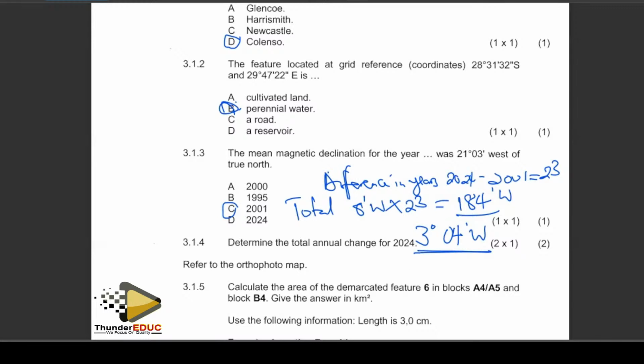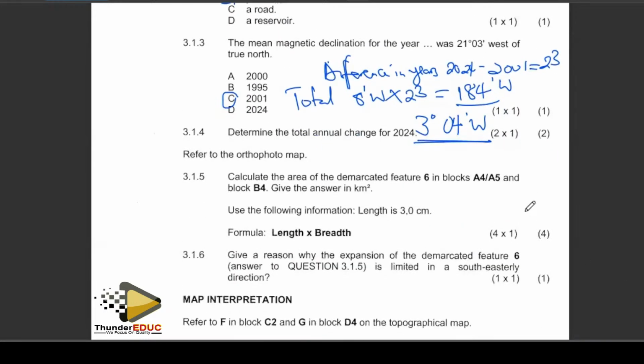So we got the next question. Calculate the area of the demarcated feature 6 in blocks A4, A5, and block B4. Give the answer in square kilometers. Use the following information. Length is 3.0 centimeters. The formula is length times breadth. We are already given one dimension there.